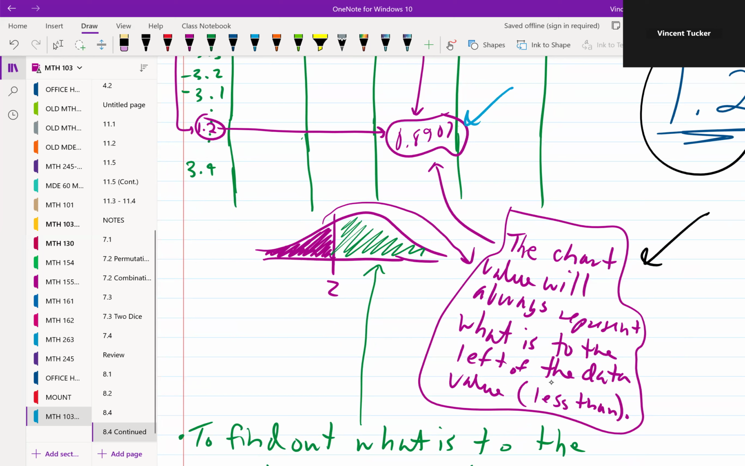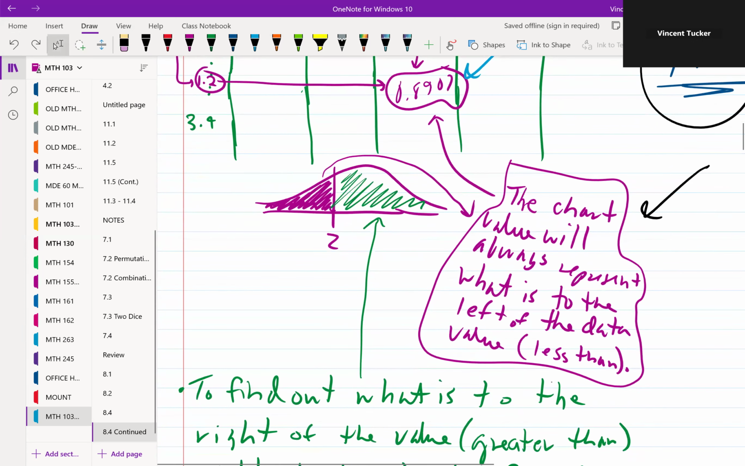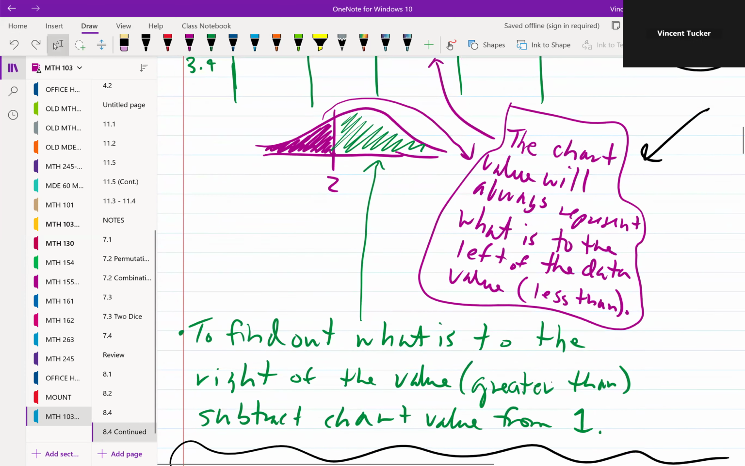Now remember, everything under the curve is equal to 100%, or in other words, equal to 1. So to find out what's to the right of, or greater than, you subtract the chart value from 1. So it gives you what's on this side. If you want to know what's on this side of the z-score, you subtract that chart value from 1. To the left of means less than, to the right of means greater than.